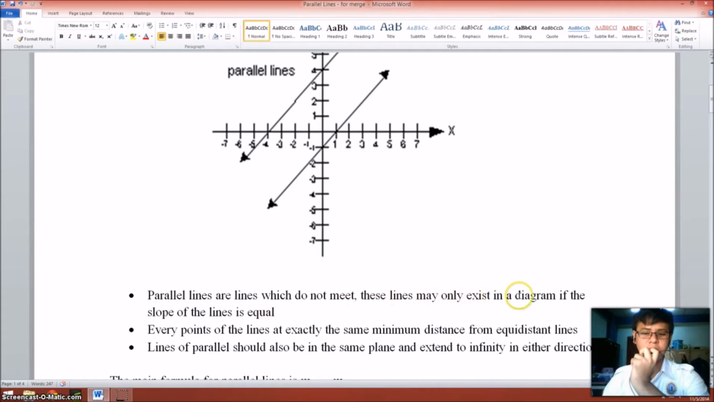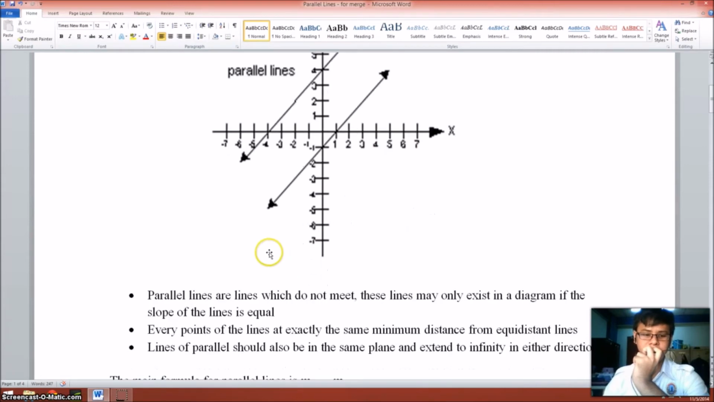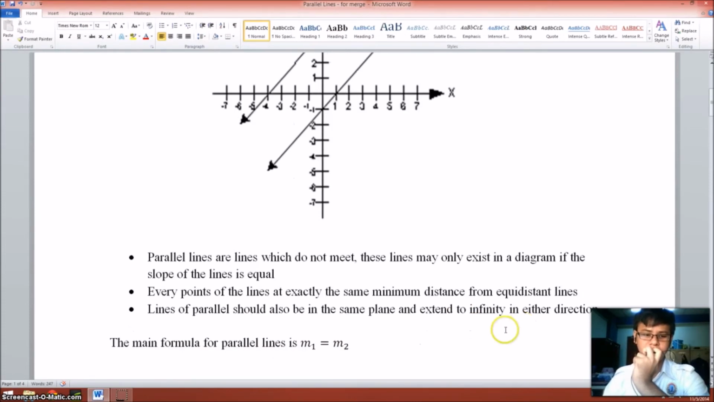These lines may only exist in the diagram if the slope or the gradient of the lines is equal. Every point of the lines is at exactly the same minimum distance from the other line, so they are equidistant lines. Let's take this line and this line. Each point of the lines is exactly the same minimum distance from each other. Parallel lines should also be in the same plane and extend to infinity in either direction. The main formula for parallel lines is m1 equals m2.